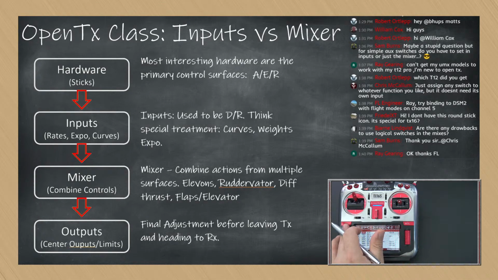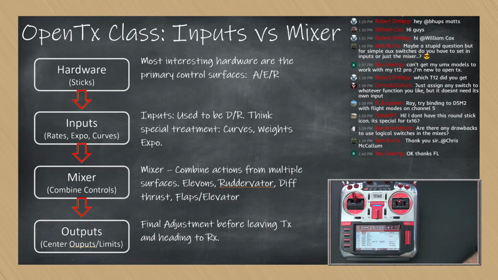In fact, if you add your S1 and S2 knobs, say you have gear and flaps and you want them both to operate under 50%, you can put a curve together, put them in the input screen, and then add that curve to both in the inputs. That way, whenever you use them in the mixer, they both use the same curve. That's why I said exactly what I said here. The most interesting hardware are the primary control surfaces, but you can put whatever you want in the mixer.